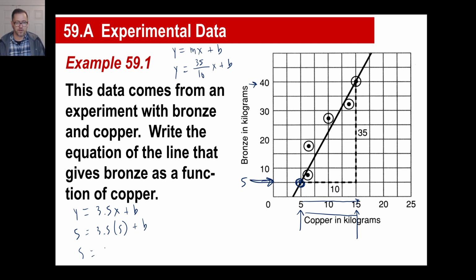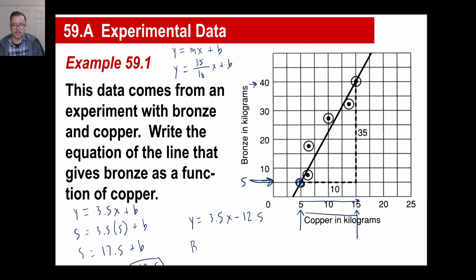This is where you want to use a calculator to save time for yourself. 17.5 plus b. And if you do the arithmetic, 5 minus 17.5 is negative 12.5. That is your b. That is what goes right here. Your equation is going to be y equals 3.5x minus 12.5. Okay. And if you want to get it exactly looking like what they have in the book, just go ahead and substitute for x, you have copper, and for y, you have bronze, and we'll just call them b and c.